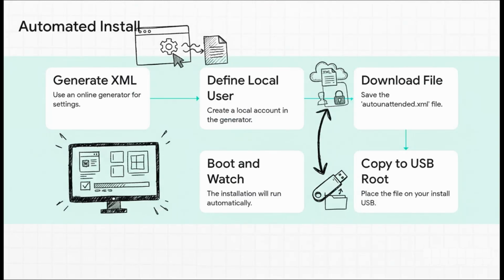Now don't worry, you don't need to be a coder for this. You use a simple online tool to pick your settings, including creating a local user. The tool then generates that XML file for you. All you have to do is copy that one file onto a regular Windows 11 installation USB, and the installer will automatically find it and just follow all of its instructions.